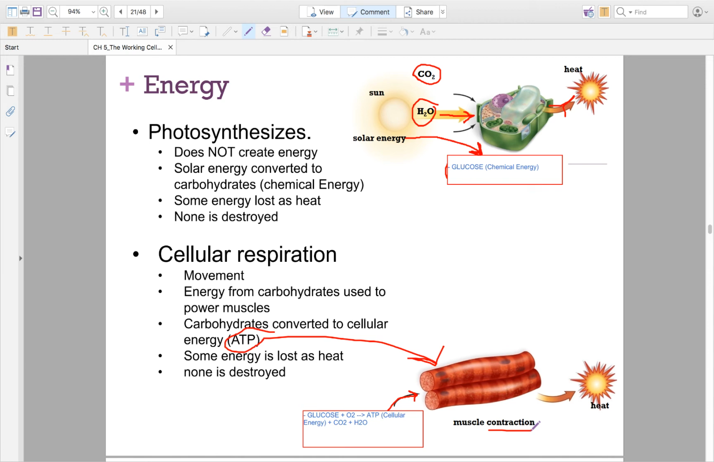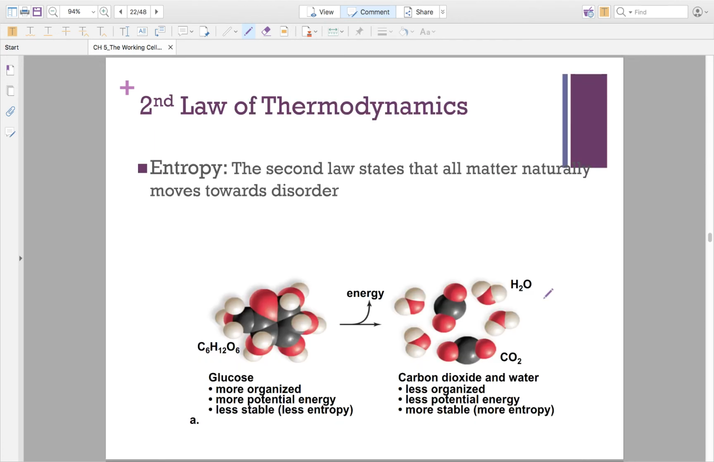But the point here is energy has been transferred multiple times, not created, not destroyed. All right, very good. Let's move on. The second law.